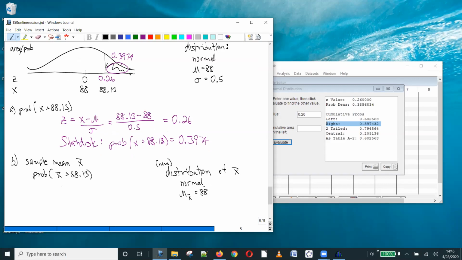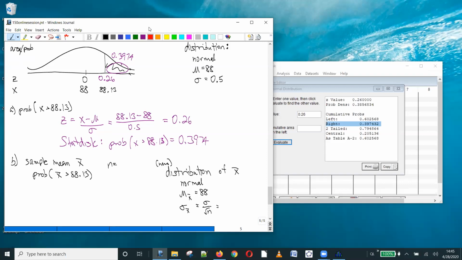So you might say, well, what's the big deal? Well, the standard deviation changes. The standard deviation for x bar is not the standard deviation from the population. The standard deviation for x bar is sigma, the standard deviation of the population, divided by the square root of n. N is your sample size.